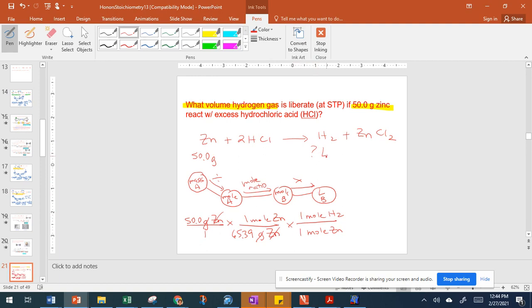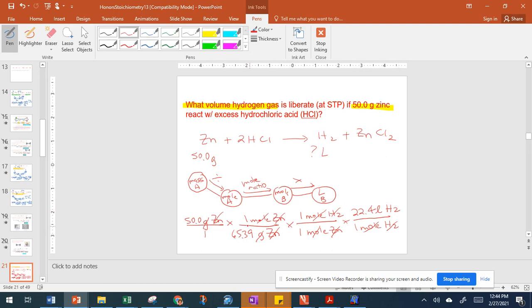And since it's asking for liters, we're going to then have to convert to liters. So again, we have 1 mole here. 1 mole has to go in the numerator to cancel that out. And then we're using our molar volume conversion factor. So we're going to put 22.4 liters of hydrogen in the numerator.